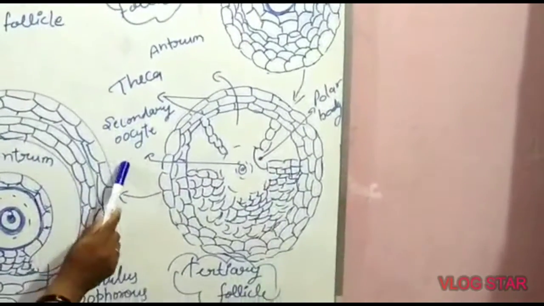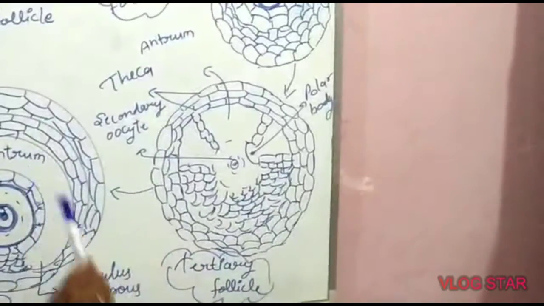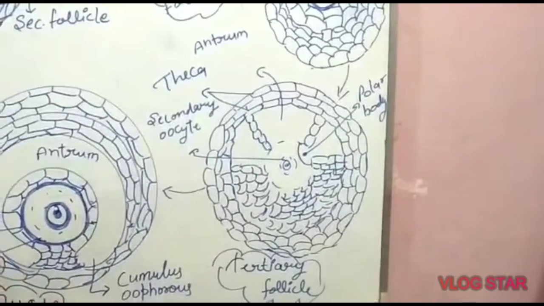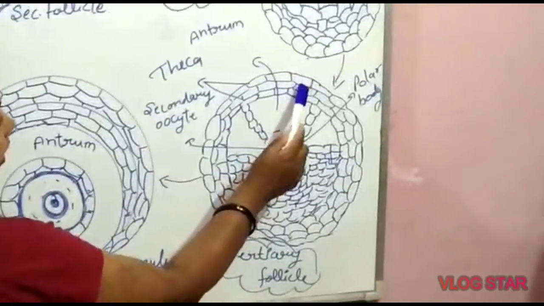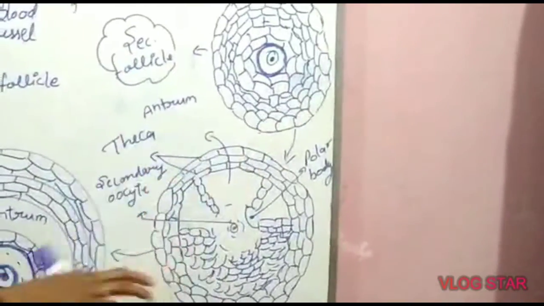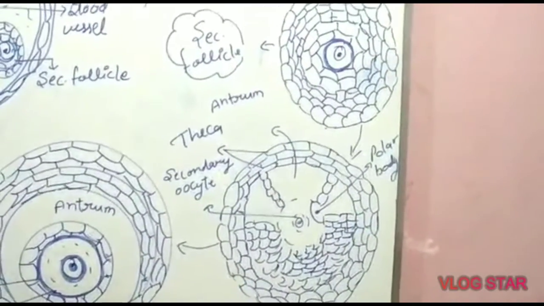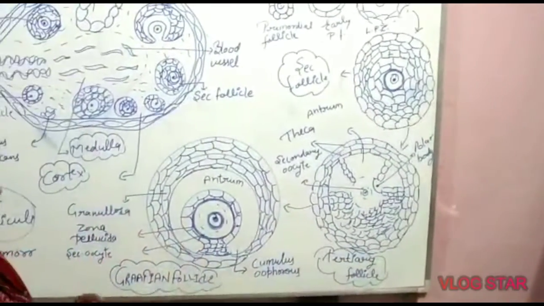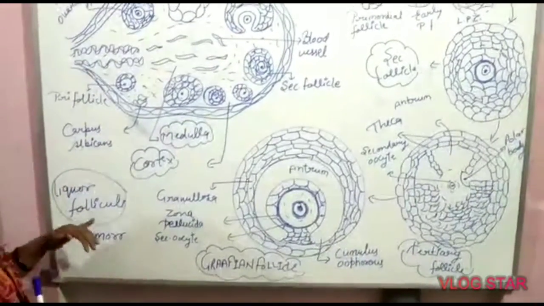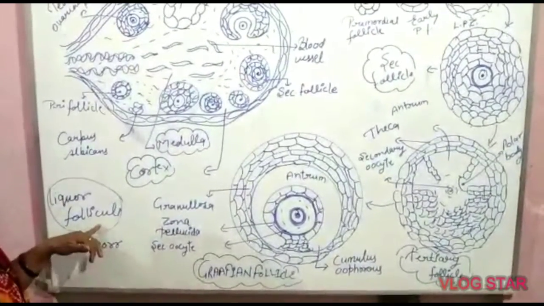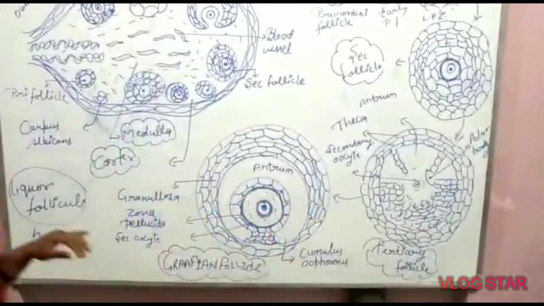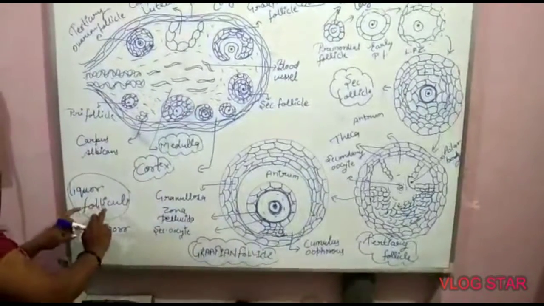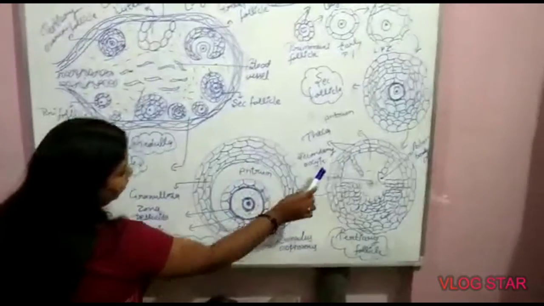At the time of the tertiary follicle, some changes take place. What are these? The layer of granulosa is the covering which covers the follicles, and the follicles become mature. Clear? The layer of granulosa secretes a liquid. That liquid is termed the liquor folliculi. This liquor folliculi is a liquid which is secreted by the layer of granulosa.